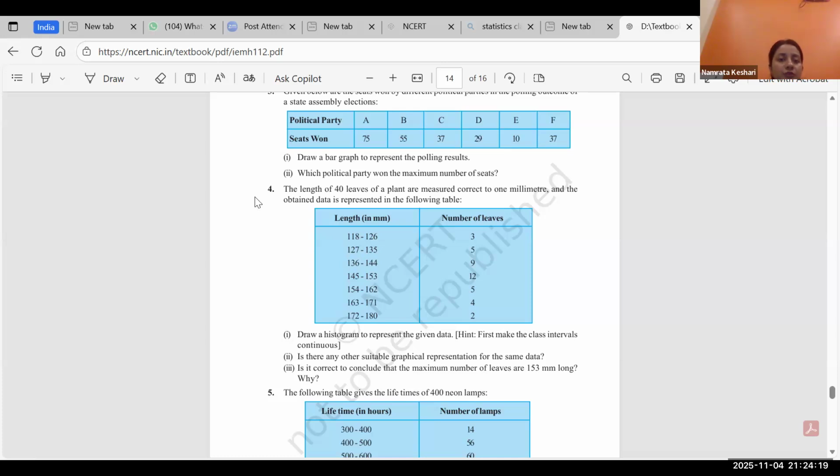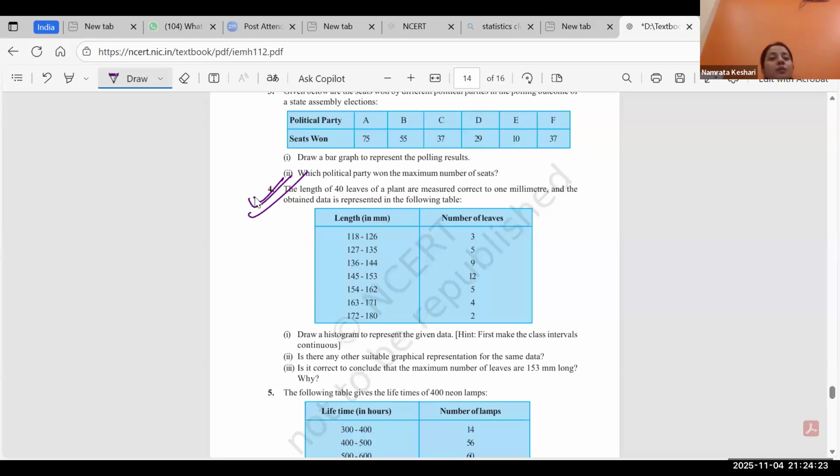For question number 4, we are supposed to take the continuous grouped data. You can recall just now, it has to be in your notebook. We have done this: 118 became 117.5, and 126.5. I'll take this one and show you how to draw the histogram over here.